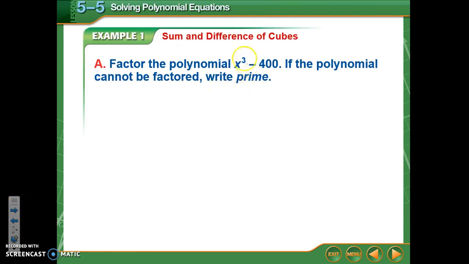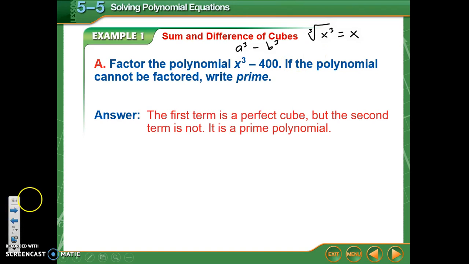Here I have a polynomial x cubed minus 400. Remember, our formula says I would need to have two perfect cubes. Well, we know that x cubed is a perfect cube because the cube root of x cubed is just x. What about the cube root of 400? 400 is not a perfect cube.